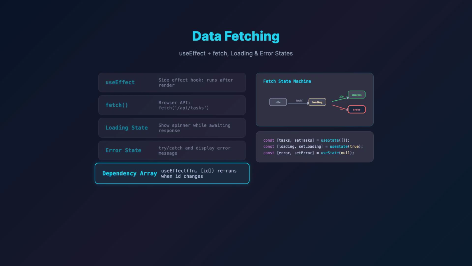The dependency array controls when the effect reruns. Empty array means run once on mount. Array with id means rerun whenever id changes. A common mistake is forgetting the dependency array. Without it, useEffect runs after every render. That creates an infinite loop: fetch, set state, re-render, fetch again. Always include the dependency array, even if it is empty.